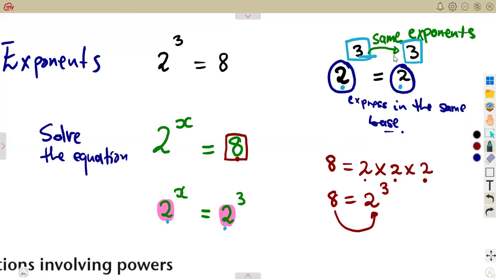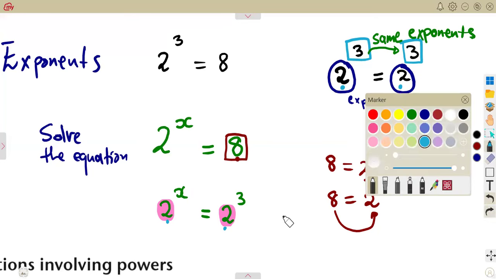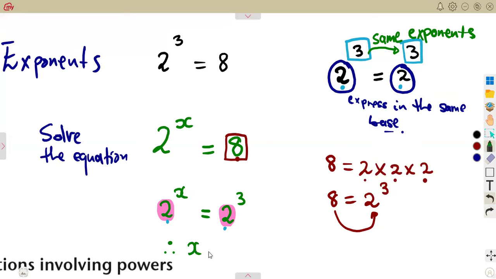Just like 3 is equal to 3, the powers, the exponents, there will be the same. So our x is going to be equal to 3, which is the exponent there. You just take those exponents. If the bases are the same, the exponents must be the same also. So this is the technique that you are going to use when solving these equations.